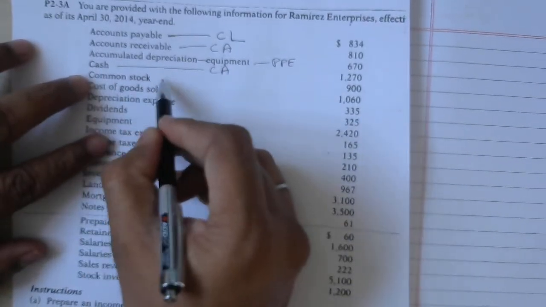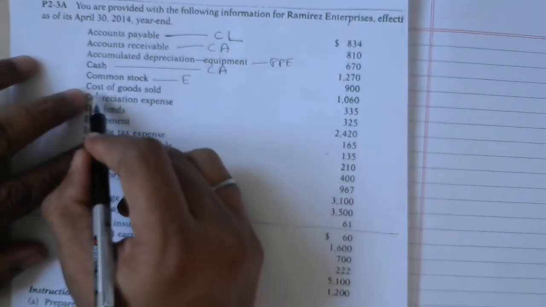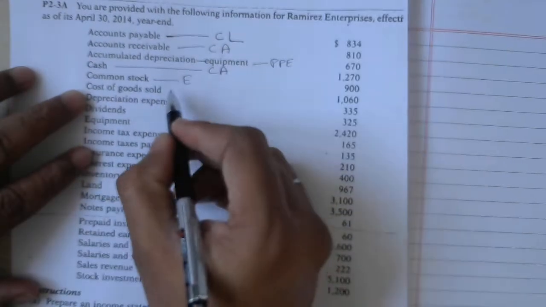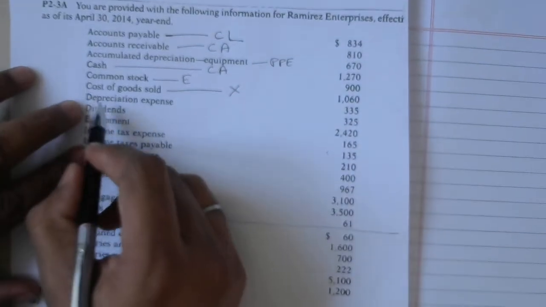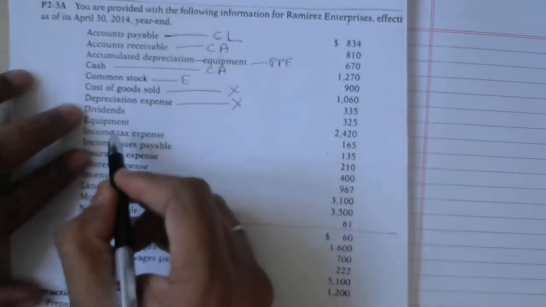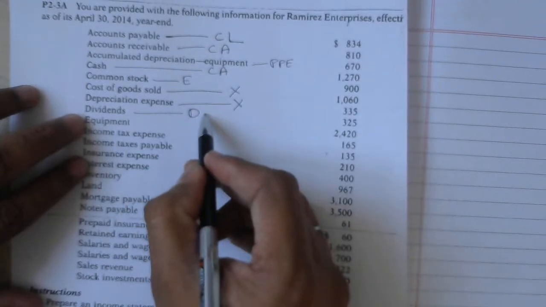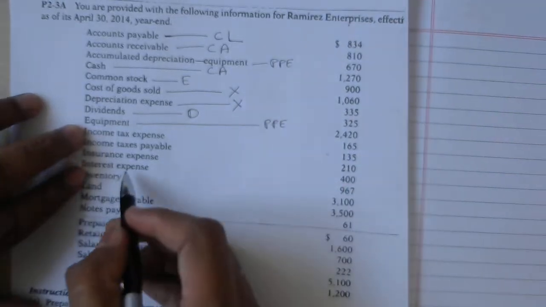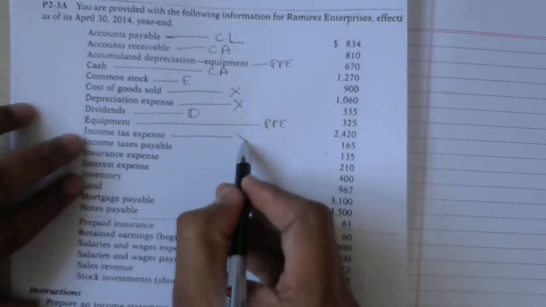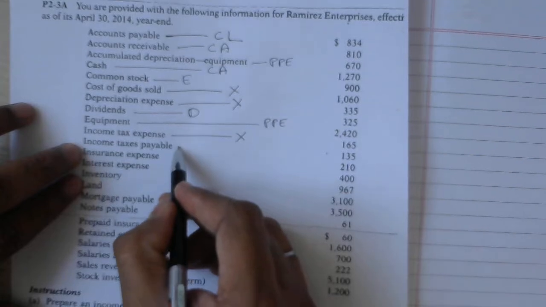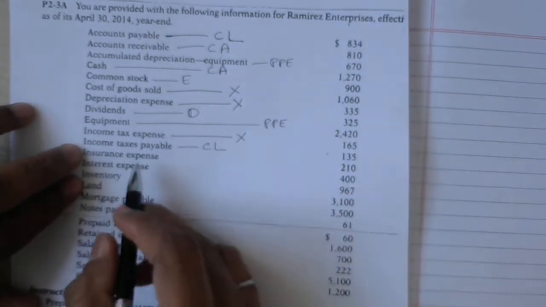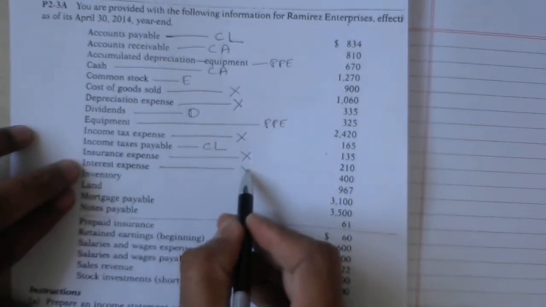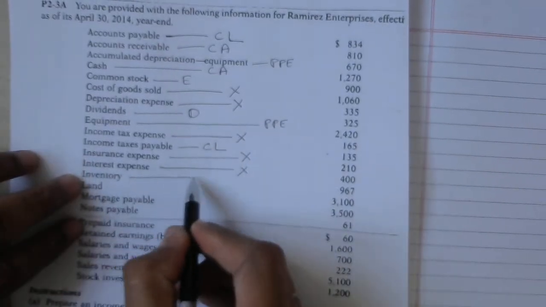Common stock is equity. Cost of goods sold is a kind of expense, so I'll write X. Depreciation expense is an expense. Dividend, I'll say D. Equipment is again plant, property and equipment. Income tax expense, of course, is X. Income tax payable will be a current liability. Insurance expense is obviously an expense. Interest expense is an expense. Inventory is a current asset.